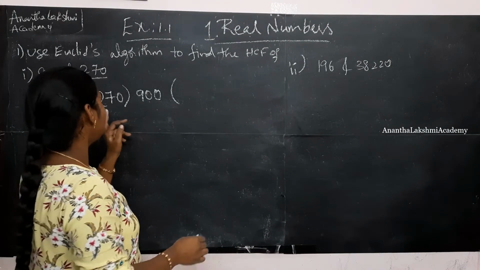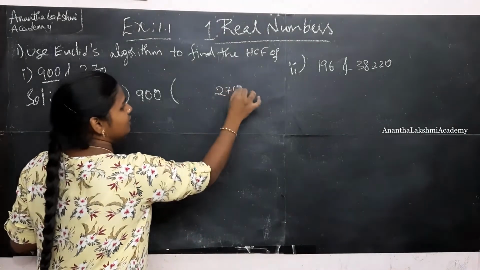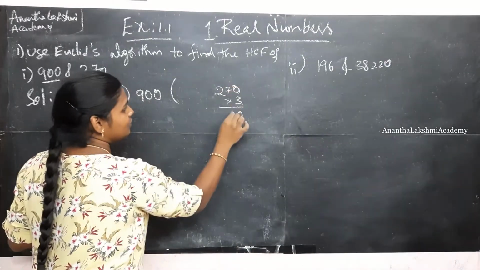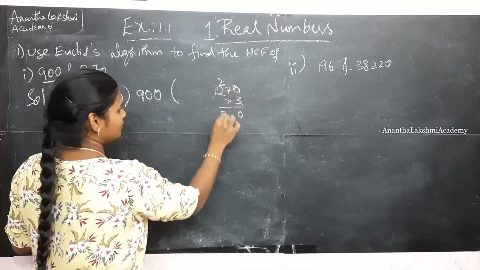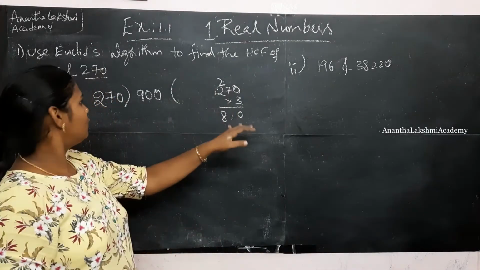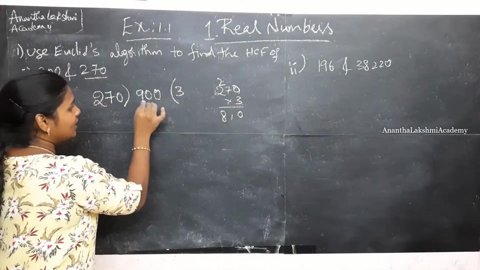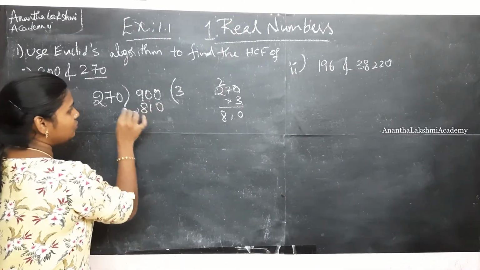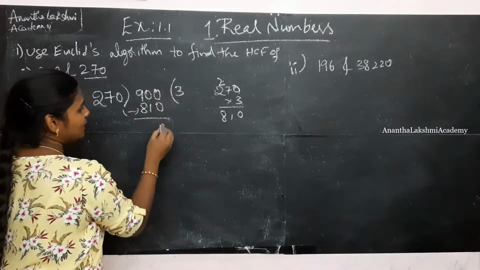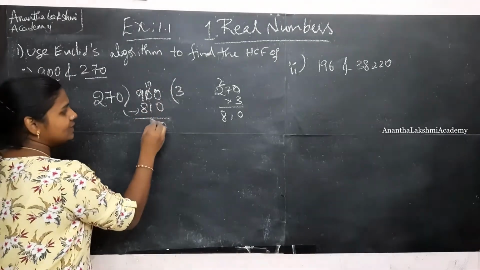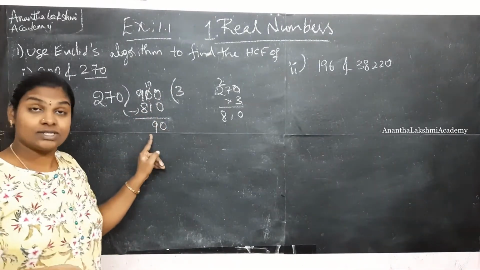Now 270, okay, 27, right? 27 twos are 540, 27 threes are, let us do the multiplication and figure this out. 3 zeros are 0, 3 sevens are 21, 3 twos are 6, 7, 8. If I do 27 fours, it will be more than 900. So I'm going with this 810. Now do the subtraction part. 0 minus 0 is 0. 10 minus 1 is 9. Now the remainder is not 0.